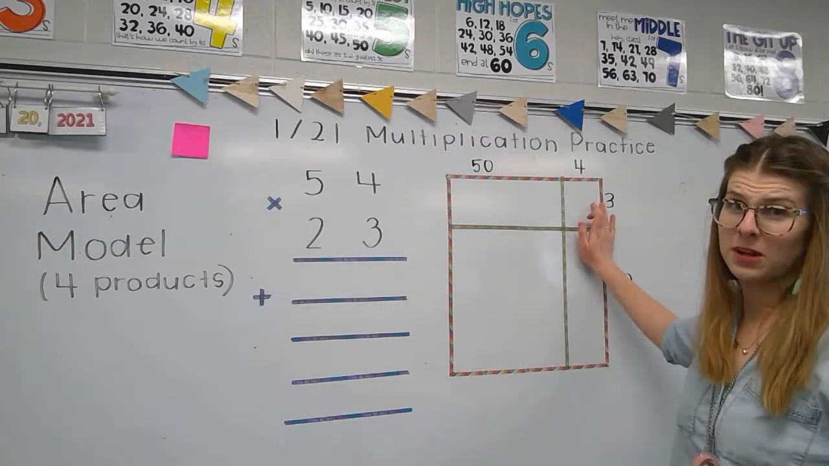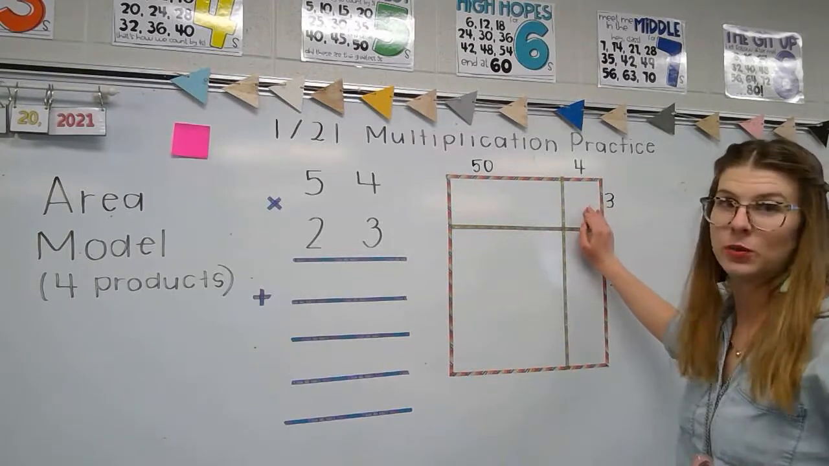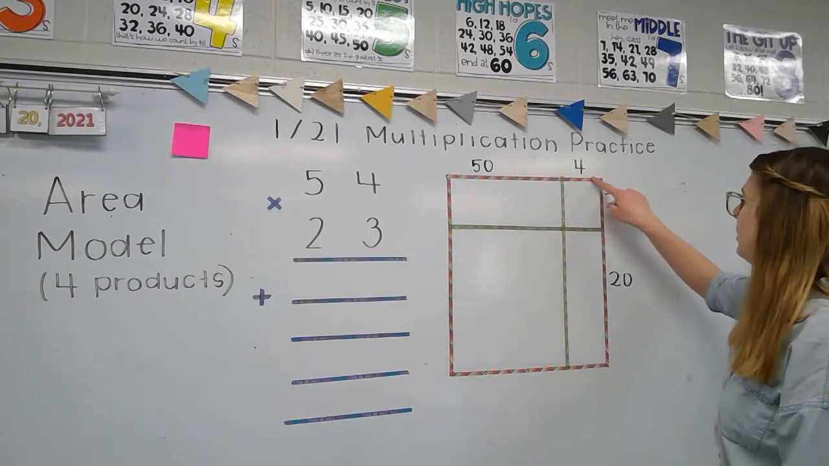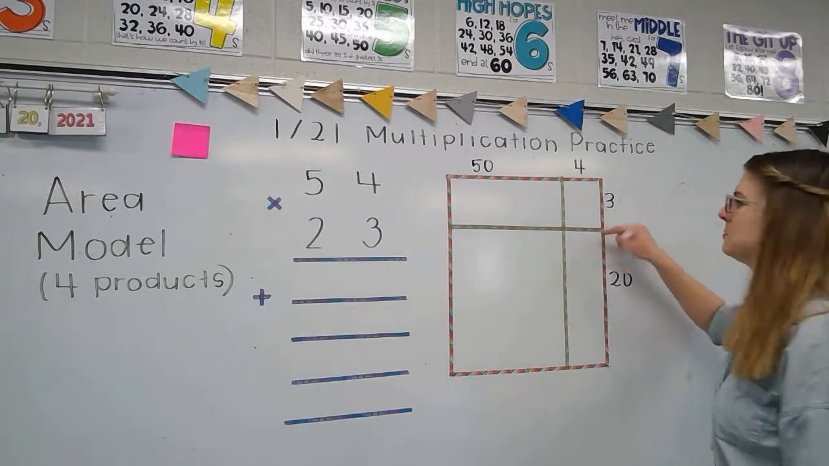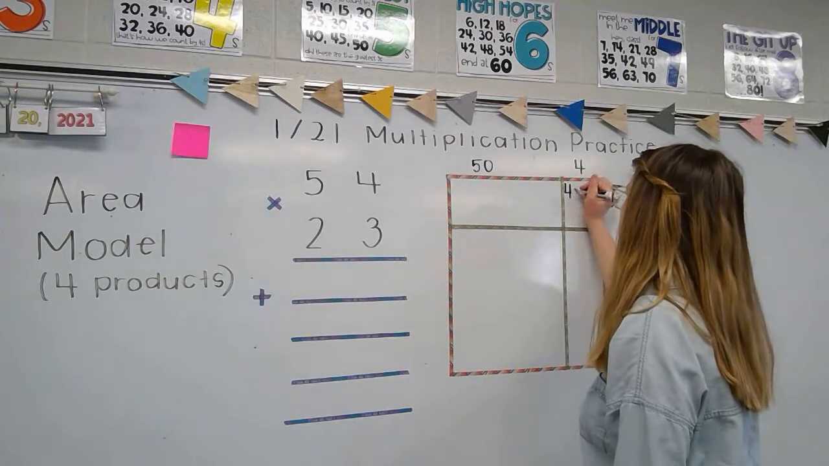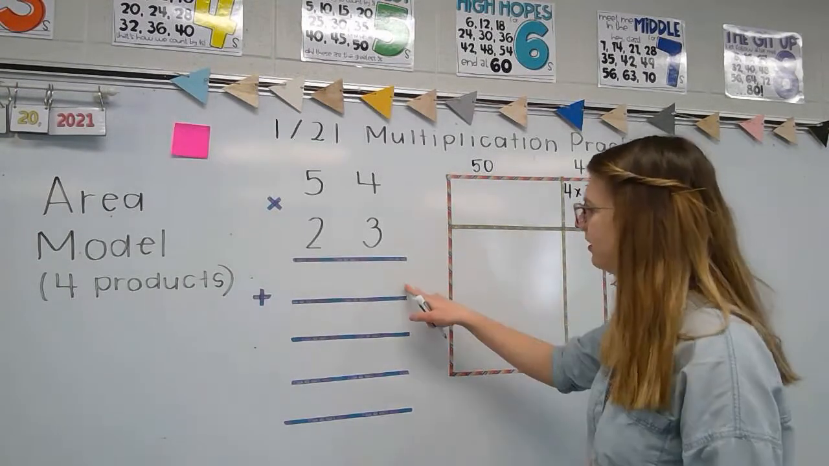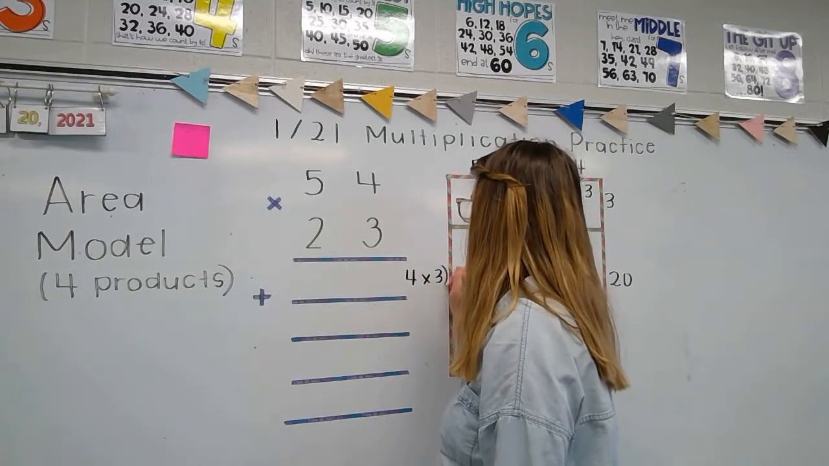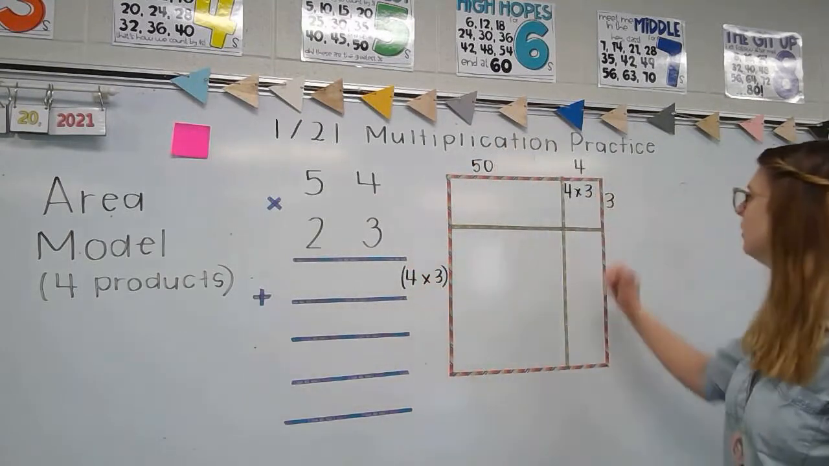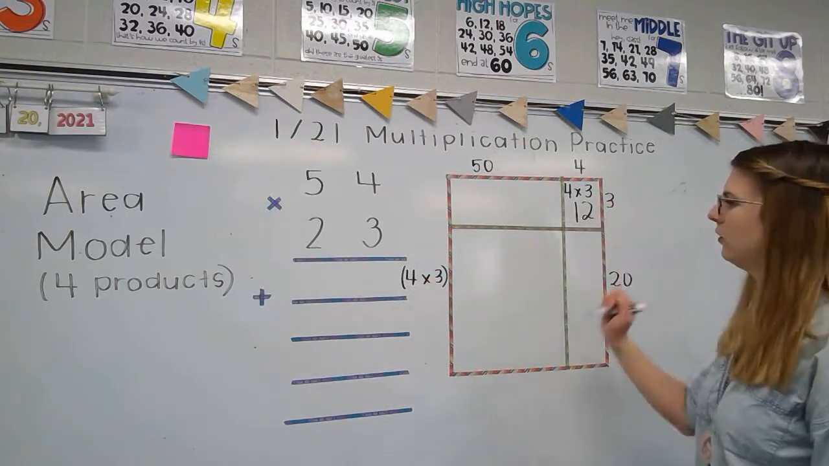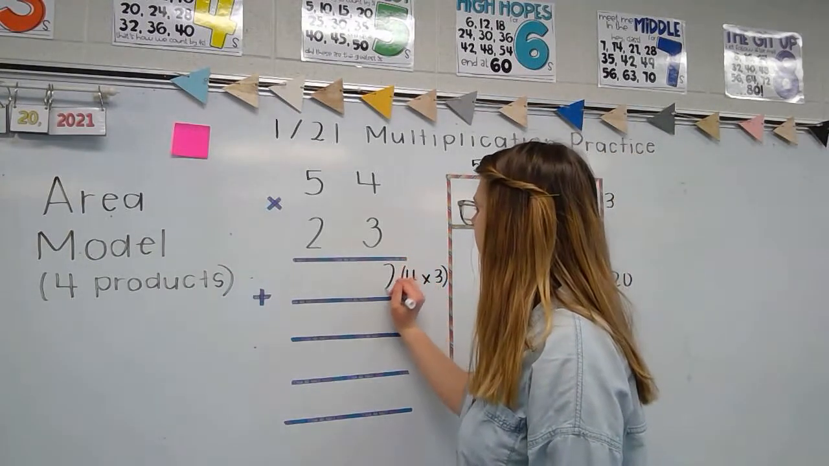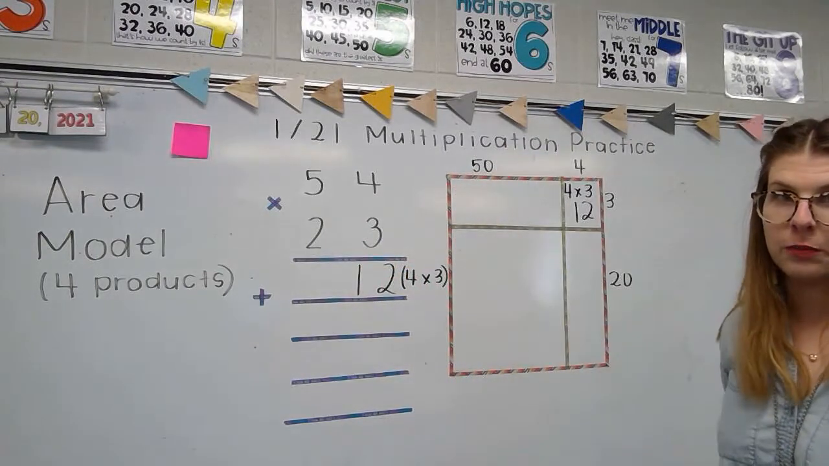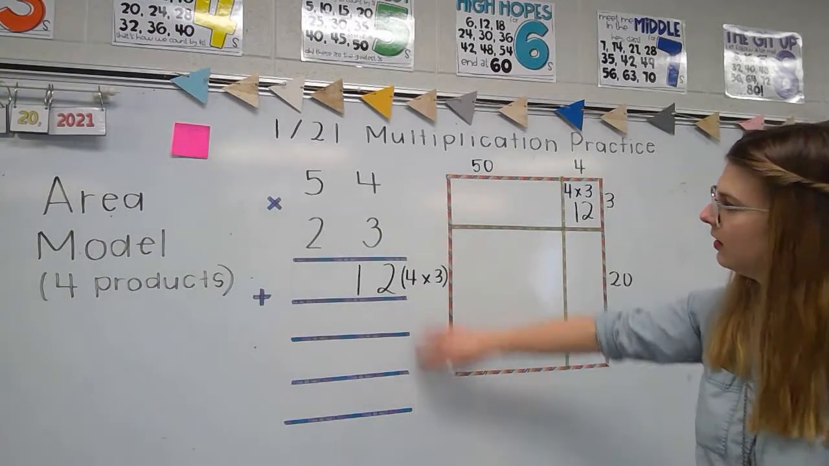I like to start with my smallest square because I feel like my smallest square is going to be the easiest to solve. My smallest square means I'm multiplying my smallest numbers, 4 times 3, which means one of my partial products over here will be 4 times 3. 4 times 3 is 12. So my first partial product is 12. Take a moment and label your first partial product inside of your number sentence.